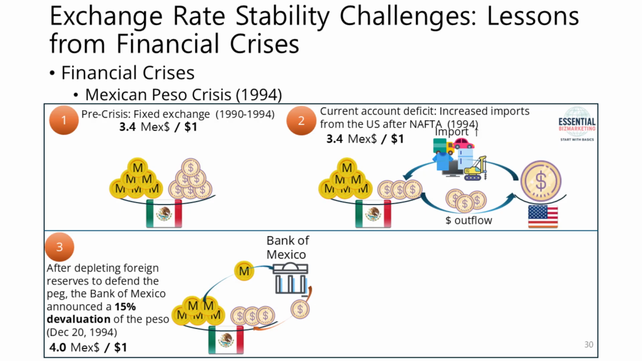But with reserves nearly depleted, the government announced a 15% devaluation on December 20th, 1994. The exchange rate shifted from 3.4 to 4.0 pesos per dollar overnight.